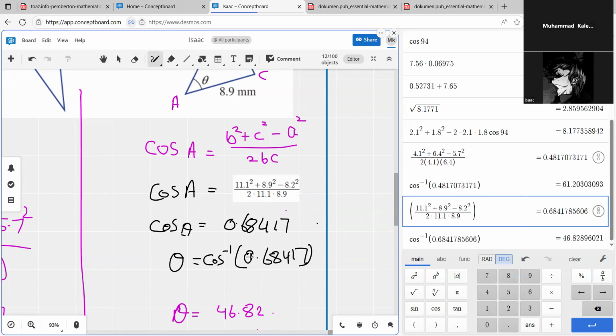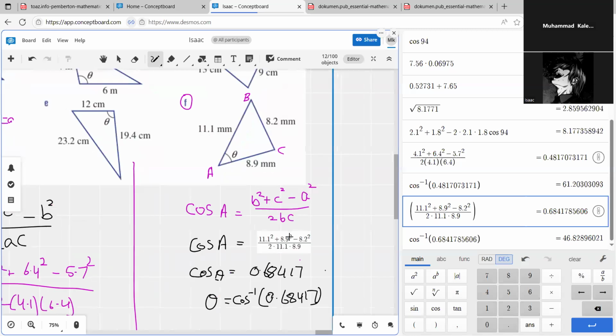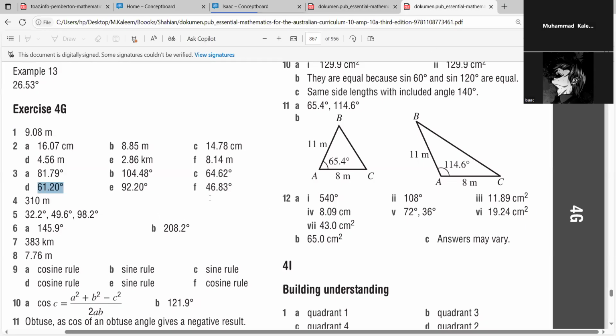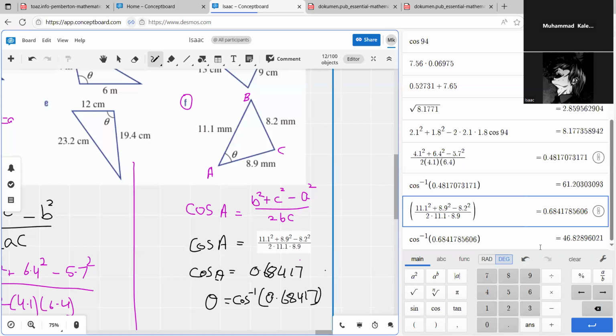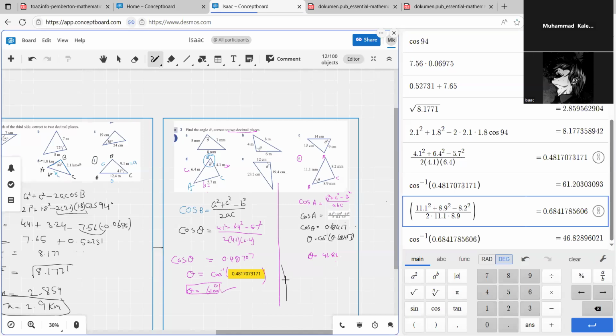Have you done? Yeah, I understand where I went wrong. Inform me when you complete it. Yeah, I got 46.8. That's the right answer. Then we can verify through the answer sheet. 46.83, because the next digit is more than 5. So that's why. Okay, that's the only thing we have for cosine's rule.